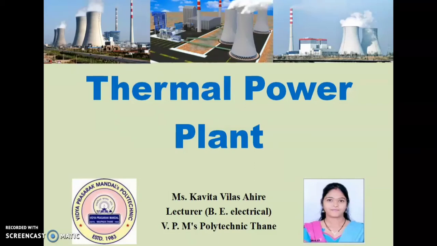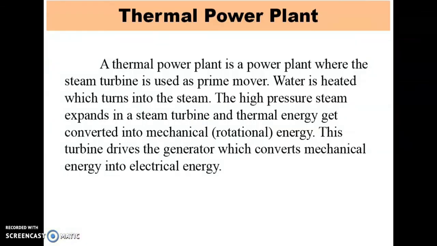Today we're going to see the topic thermal power plant. So what exactly is a thermal power plant? As the name itself suggests, thermal energy gets produced. The main equipment of this thermal power plant is the steam turbine, which is used to produce mechanical energy. Then that mechanical energy is converted into electrical energy in the generator.